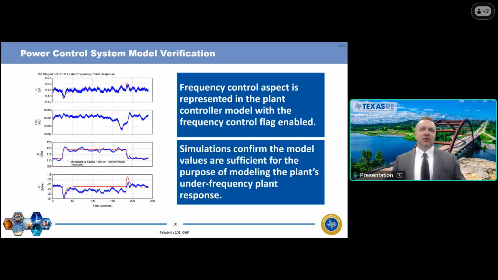Similarly here, this is a frequency control, and this is represented with the frequency control flag enabled. Simulations will confirm, again, that the modeling is the same as the real world plant response. And we can see here that the plant's under frequency response matches its tested values and the simulated values, the same as the real world performance.